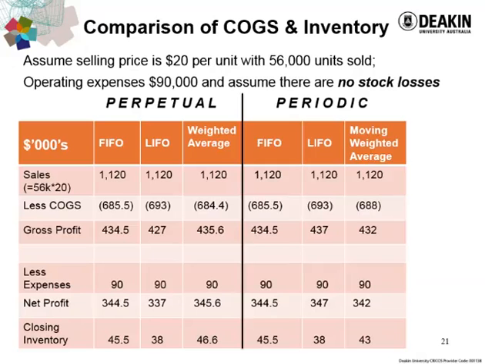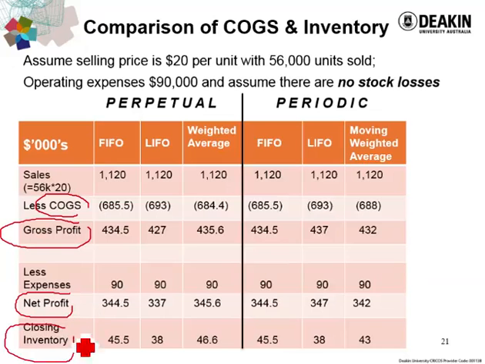So after calculating cost of goods sold and inventory under several cost flow assumptions and under the perpetual and periodic methods, we can make a comparison. You find that sales revenue will be unaffected by the cost flow assumption. So the sales revenue will be the same regardless of whether you are using the perpetual method or periodic method, or regardless of the cost flow assumptions that you use. But you find that cost of goods sold, gross profit, net profit, and your closing inventory will vary depending on whether you're using the perpetual method or periodic method, and depending on whether you're using the FIFO, LIFO, or weighted average assumptions.